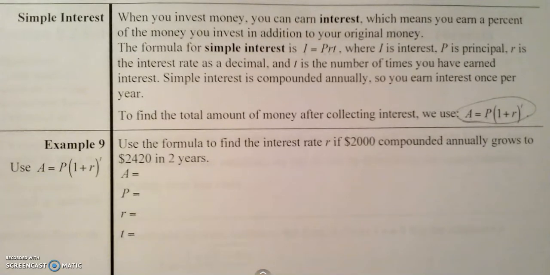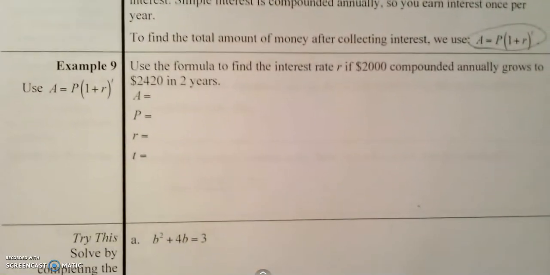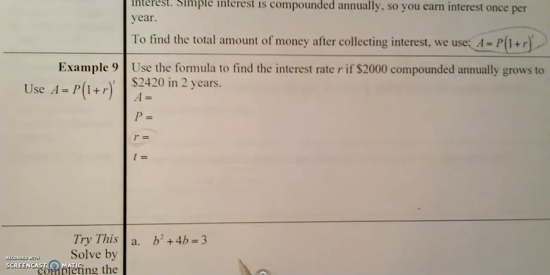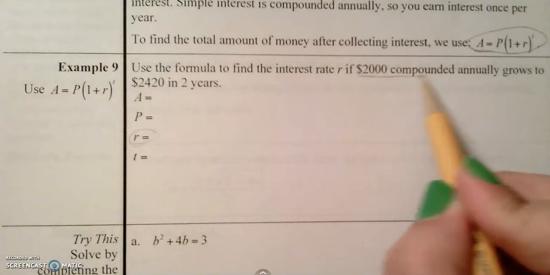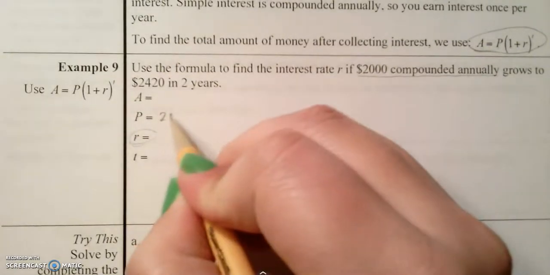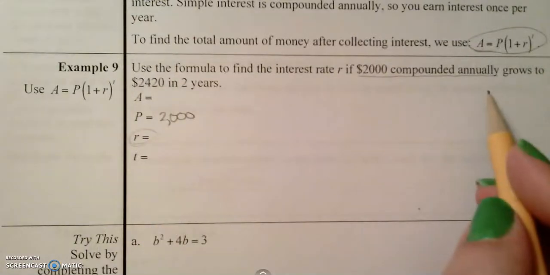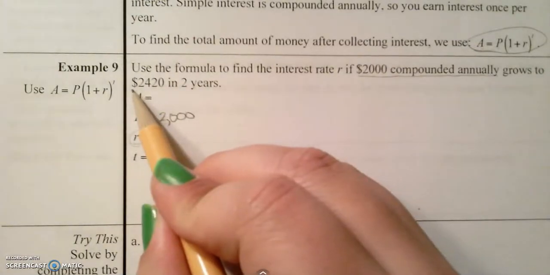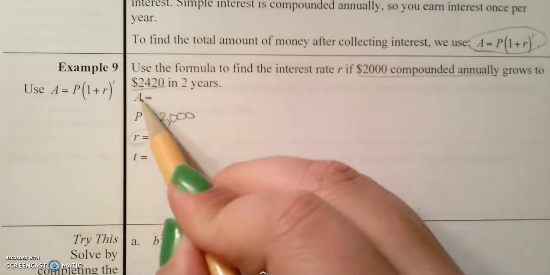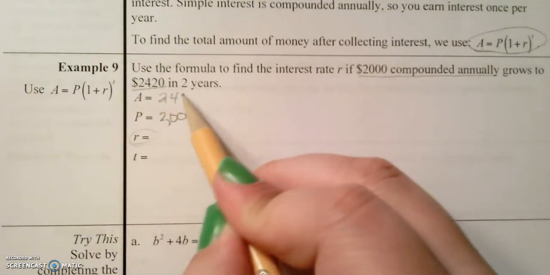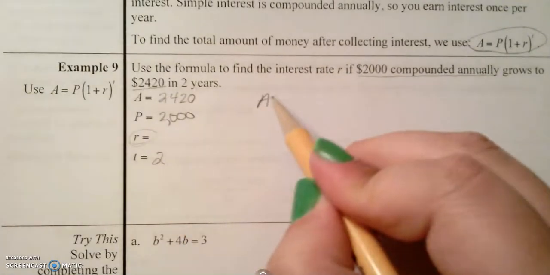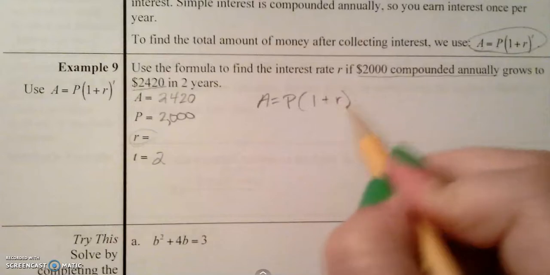So let's look at example 9. We're going to use the formula to find the interest rate. This is our unknown, right? This is the one we're finding, R. If $2,000 compounded annually, so $2,000 is our initial amount, that's our principal, grows to $2,420, so that's our annuity, or all of our money after we earned the interest, in 2 years, and that's our time. So we want A equals P times 1 plus R to the T.